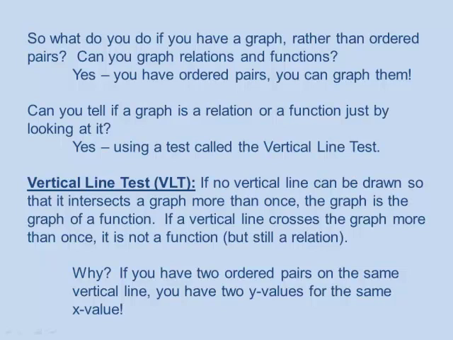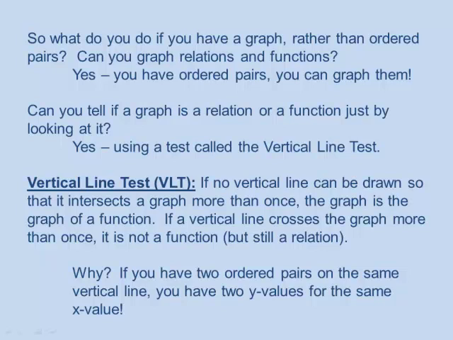There's a test called the vertical line test for graphs to determine whether they're functions or not. And here's how it works. The vertical line test, or VLT, says if no vertical line can be drawn so that it intersects a graph more than once, the graph is the graph of a function.